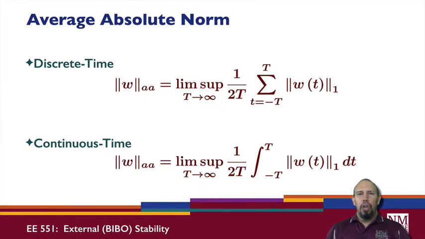Those are actually important norms that we'll use a lot. Some other norms that are sometimes used: this is the average absolute value, the limit of the supremum of this quantity with one norm, or in continuous time, instead of the summation, we have the integral. So we often have this 1 over 2T that does an averaging. So this is the average absolute norm. It's kind of like RMS, but with the one norm instead of the two norm.